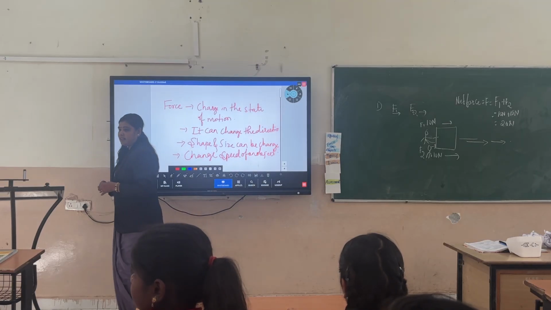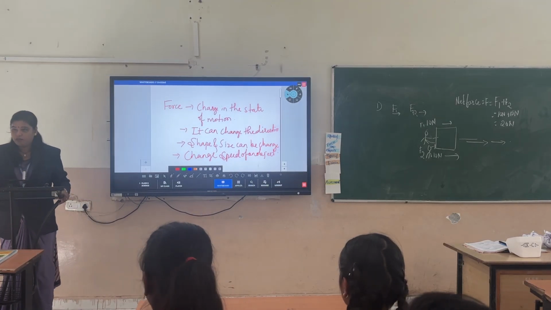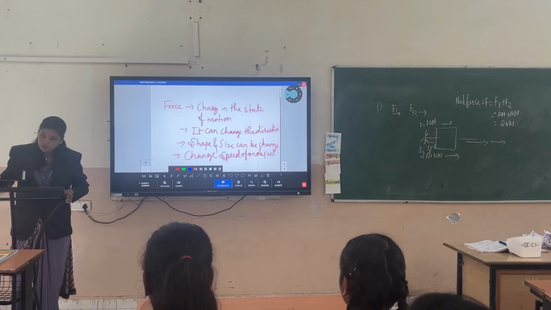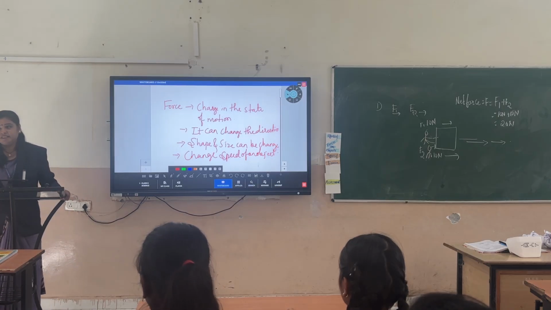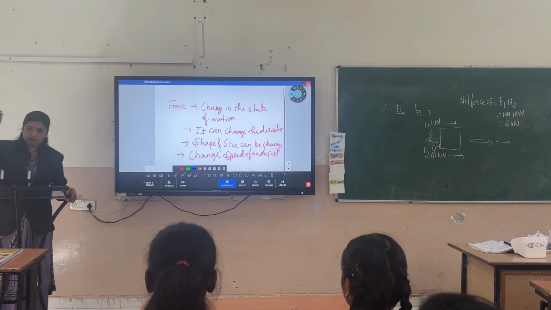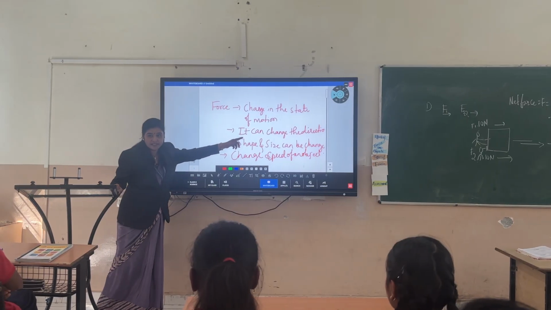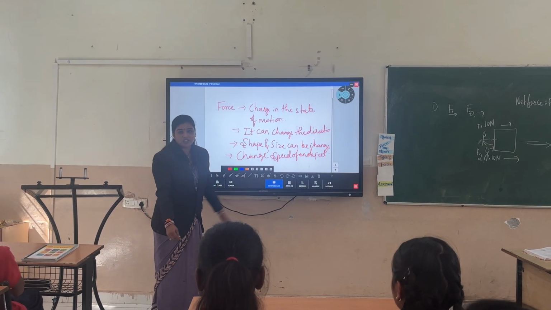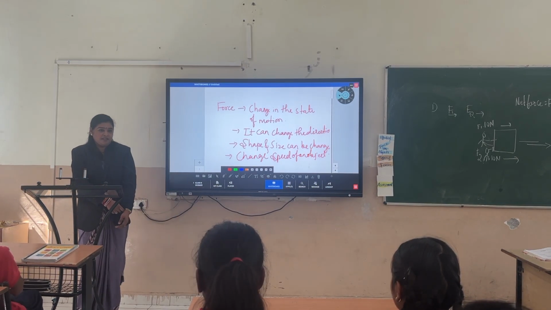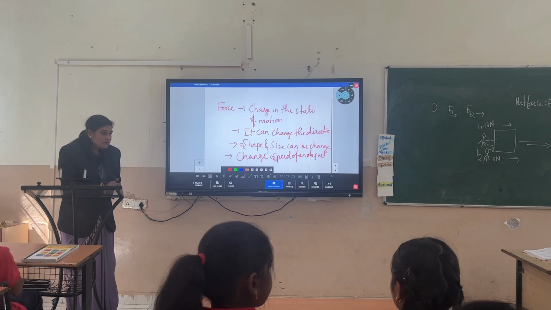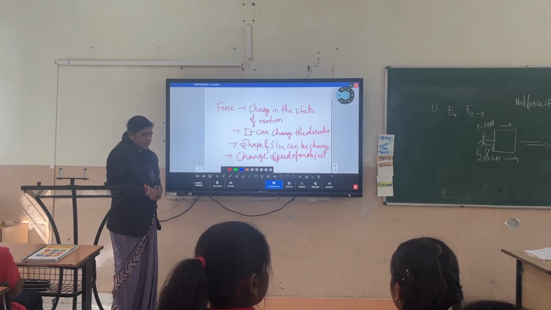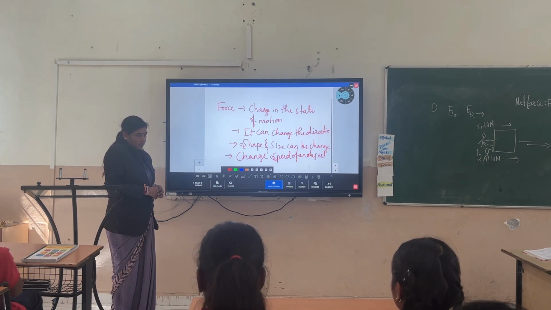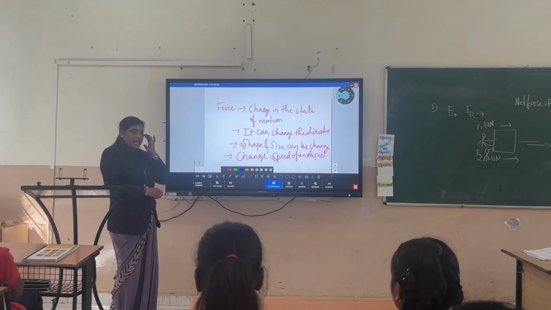Rupika? When we throw a ball, it starts moving. Again, when does it stop? When we catch it. When you catch the ball, it stops. Very good. Can you go for the second one? Example for the second one. It can change the direction of an object. Yes? When we hit the ball in cricket, it will change the direction of the ball. When you hit the ball, it changes its direction.